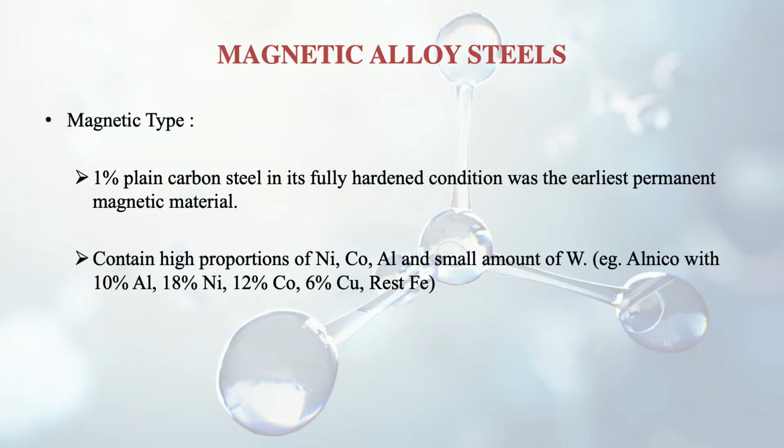It contains a high proportion of nickel, cobalt, aluminium and a small amount of tungsten. One example in this case is the Alnico, with 10% of aluminium, 18% of nickel, 12% of cobalt, 6% of copper and the rest is iron.